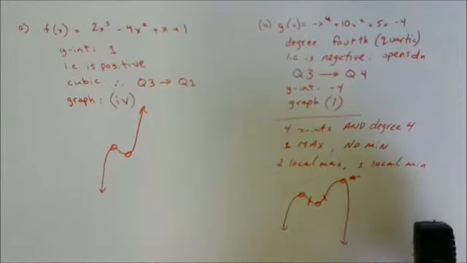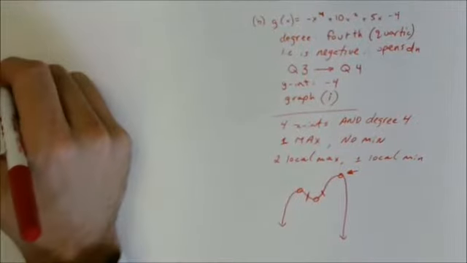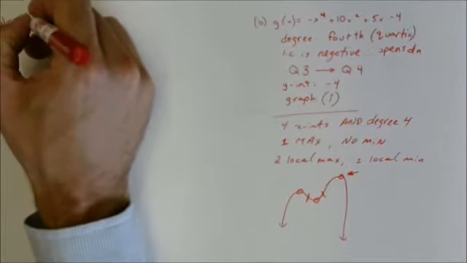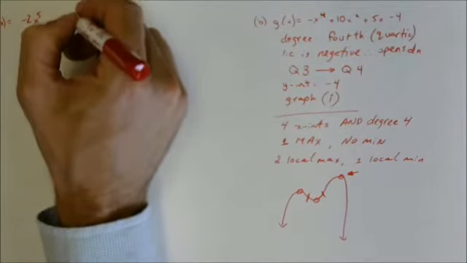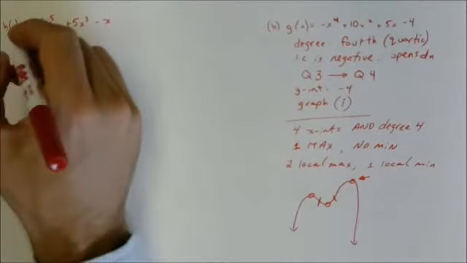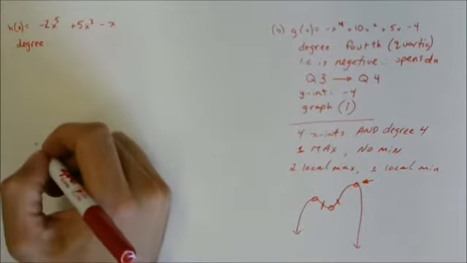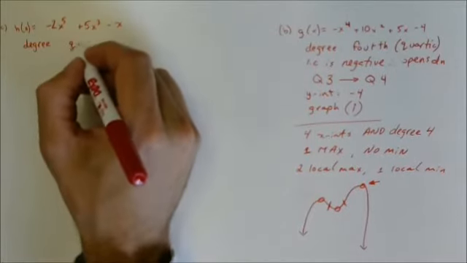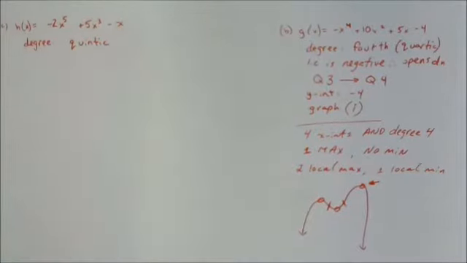Good. Gonna do the same thing for C, now that we're getting the hang of it. H of x equals negative 2x to the power of 5 plus 5x cubed minus x. What is the degree? What is the name of this thing? It's 5th degree, so it's a quintic, from our chart from yesterday when we named all these things.